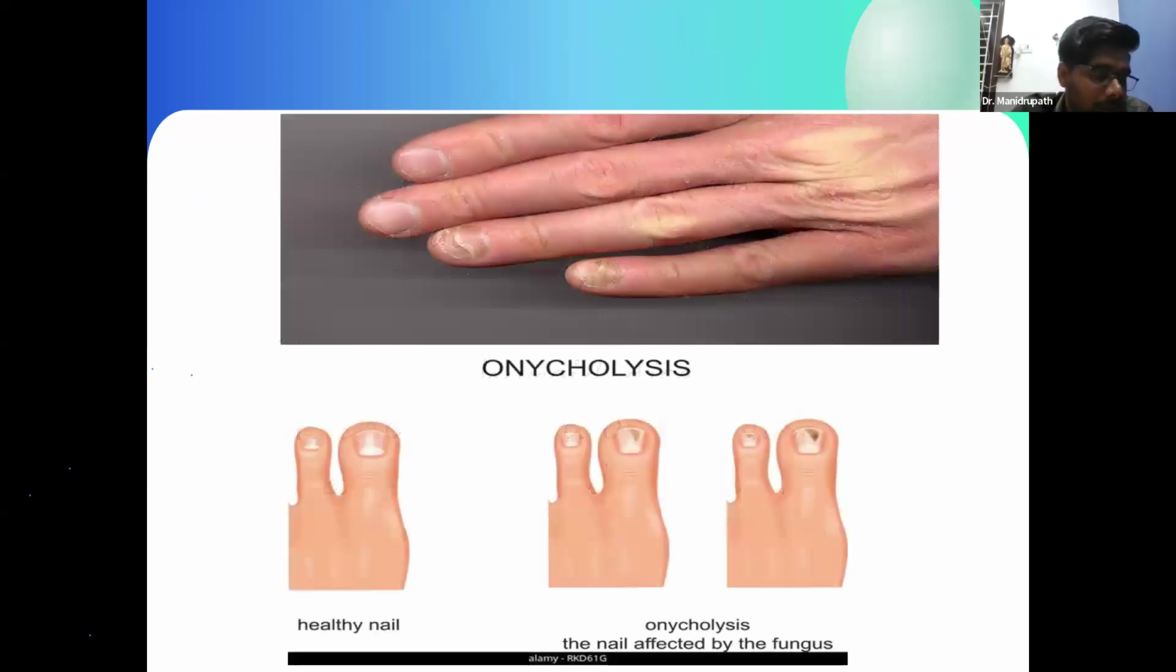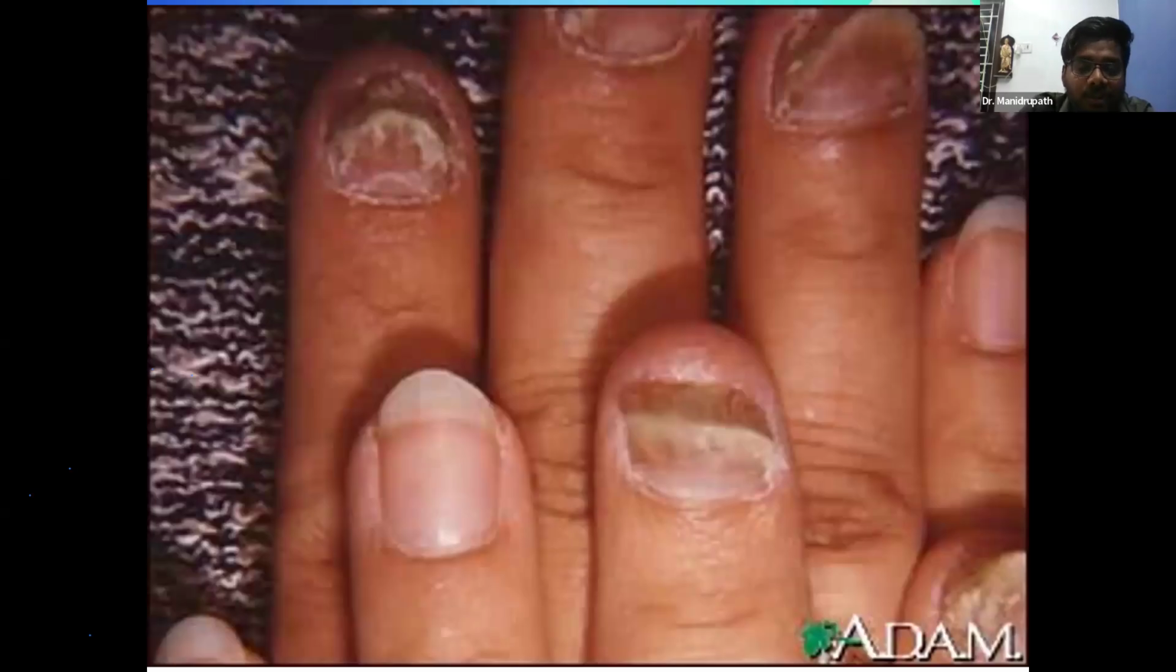This is the healthy nail. Understand the pattern. This is the healthy nail and this is onychomycosis, the nail affected by fungus. This is the picture.